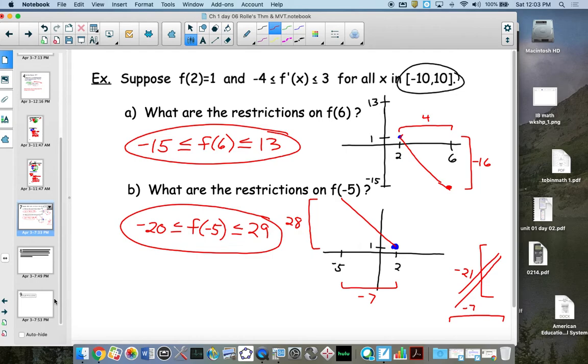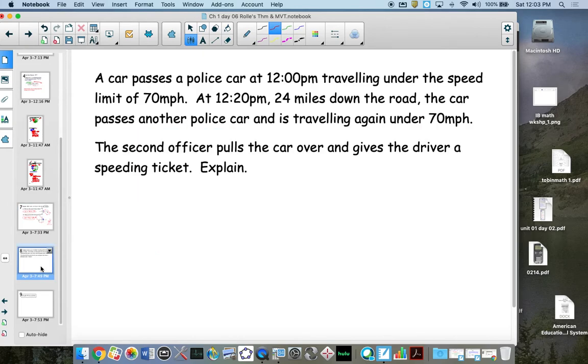All right, I have one last problem for you, and it's one of my favorites. A car passes a police car at 12 p.m. traveling under the speed limit of 70. Speed limit 70, car goes by, the radar says less than 70. At 12:20, 24 miles down the road, the car passes another police car, and this time it's traveling again under 70 miles an hour, which is the speed limit. The second officer, being a good calculus student, pulls the car over and gives the driver a speeding ticket. Explain.